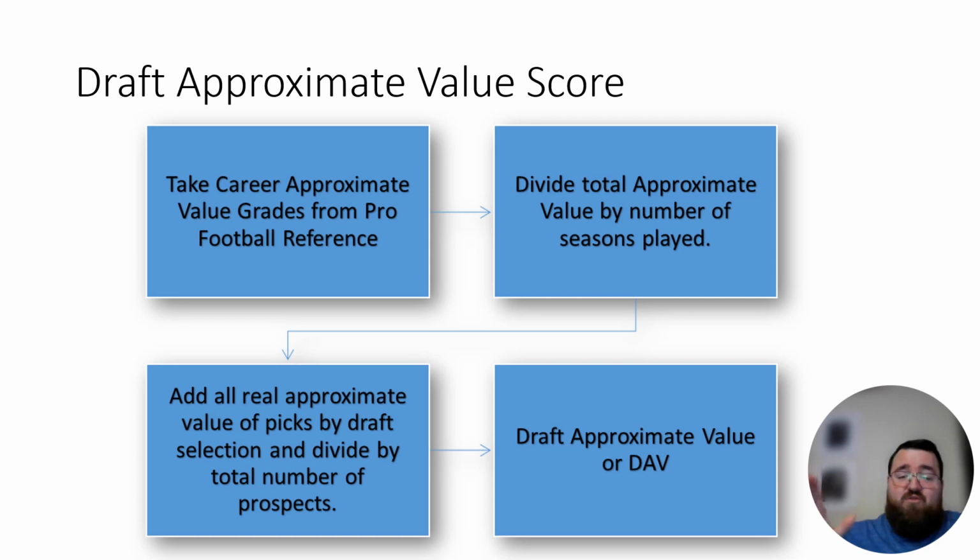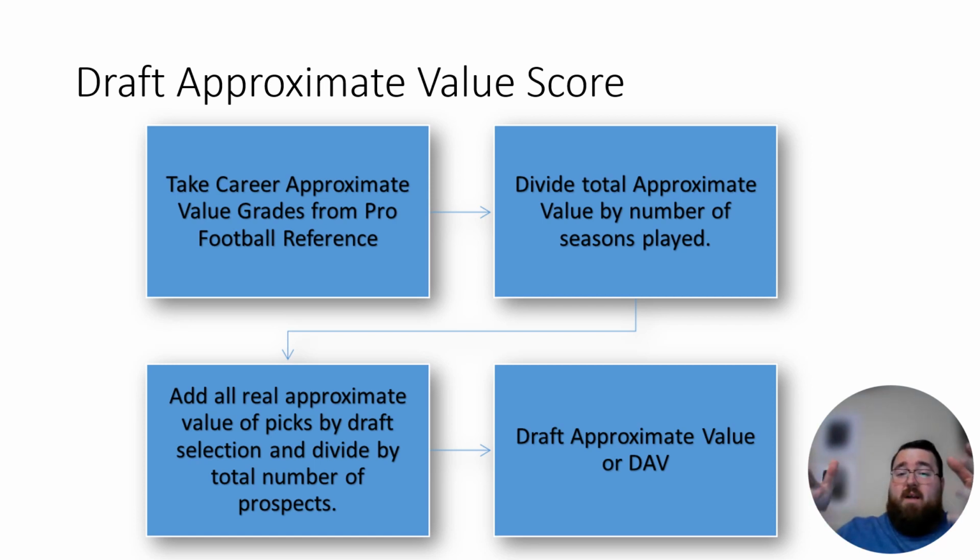Then you look at the draft approximate value score. This score takes the career score from Pro Football Reference divided by the number of seasons played. You add all those numbers together and divide by the total number of prospects in those particular draft selections to give you the DAV. So what this does is it looks at all the prospects. So let's take pick 10. We're going to take all of the average approximate value of every single prospect taken at pick 10. We're going to get an average for that.